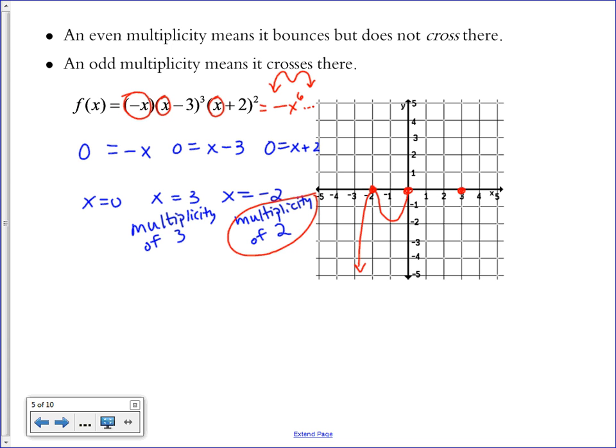When I hit 0, I am allowed to cross it. That one does not have an even multiplicity, it just counts once, so I cross. And when I get to 3, it also has an odd multiplicity, right? A multiplicity of 3 means it's counting an odd number of times, so I get to cross it there and then start decreasing. So that's my general sketch for this function.